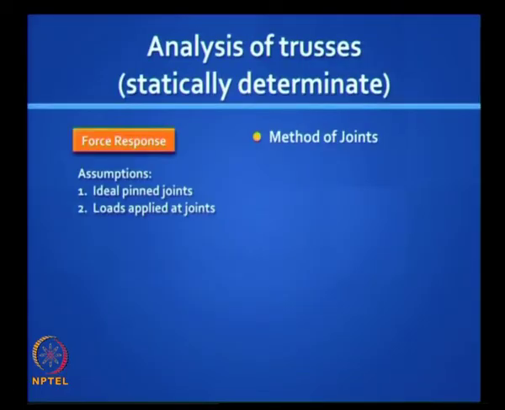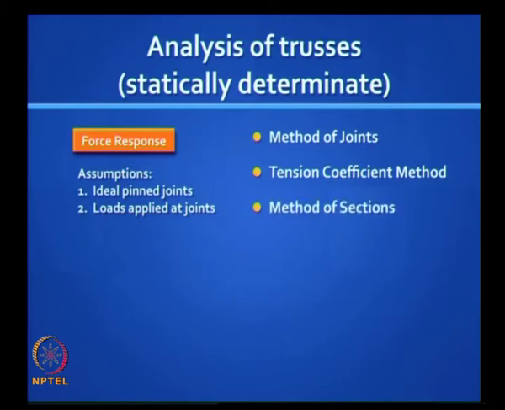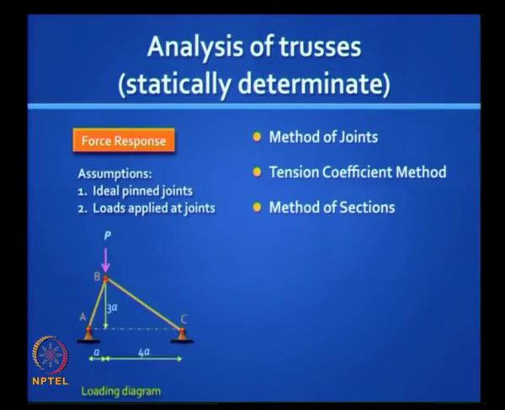There is a conventional method of joints, and there is a tension coefficient method, which is a generalized method of joints, which can handle any type of statically determinate truss with any loading. Then you have the method of sections, which should be intelligently applied to save time.